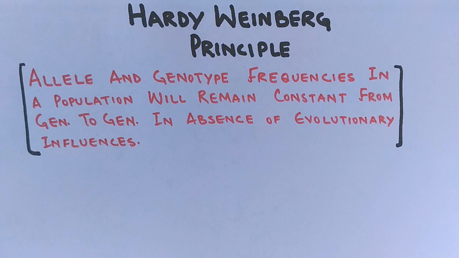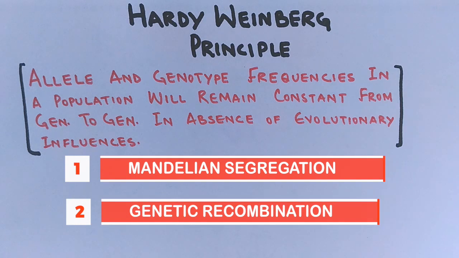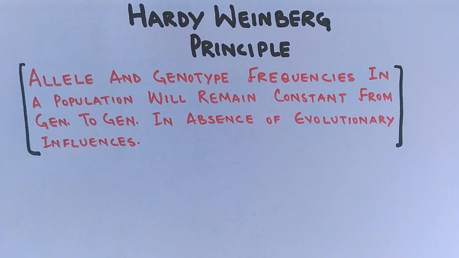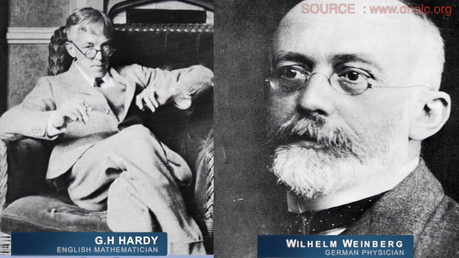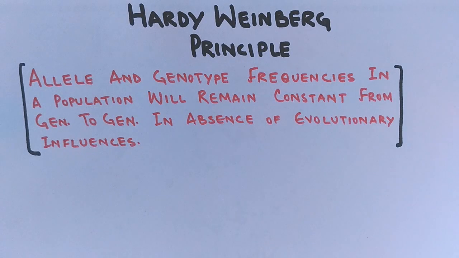And here we see only two things came into work, that's Mendelian segregation and genetic recombination, or we can say allele recombination. Such a population which obeys the above condition is said to be in Hardy-Weinberg equilibrium, named for the British mathematician and German physician respectively, who independently developed this idea in 1908.